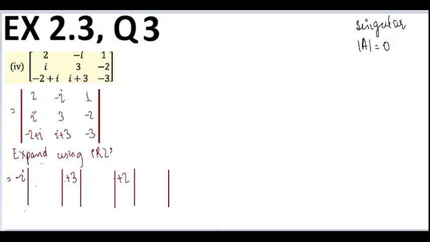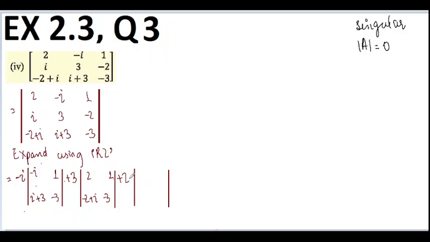Okay, for minus iota, this is a term. We are going to leave this column and this row, and we are left with minus iota, 1, iota plus 3 and minus 3. So we are going to write it over here: minus iota, 1, iota plus 3 and minus 3. Then for this plus 3 we are going to remove this row and this column, so we are left with these 4 terms, the corner terms. So we are going to write them as 2, 1, minus 2 plus iota, and then minus 3.